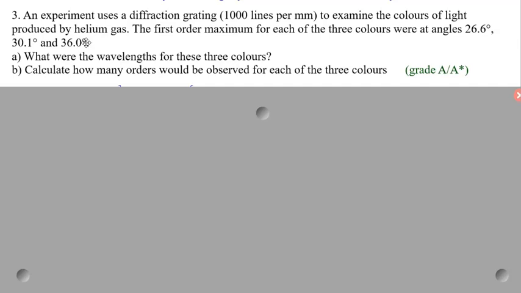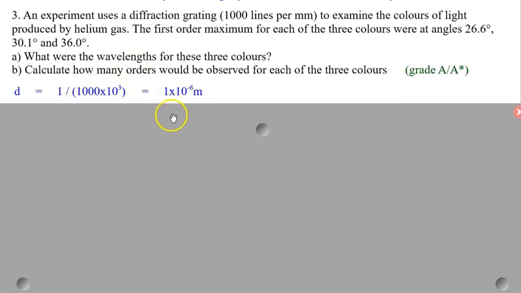And we haven't just got one because we've got several different colours. We've got 3 colours in this case. So this is different to monochromatic light. Monochromatic would just be, for example, red laser light of a particular wavelength. So this is a little bit more difficult. So theta 1 for one of the colours is 26.6. Theta 1 for another colour is 30.1. And theta 1 for another colour is 36.